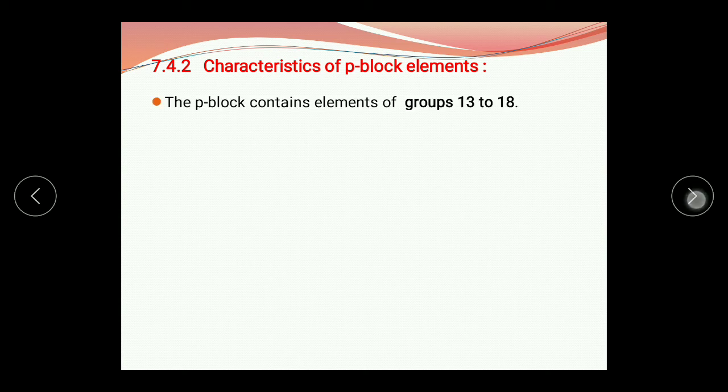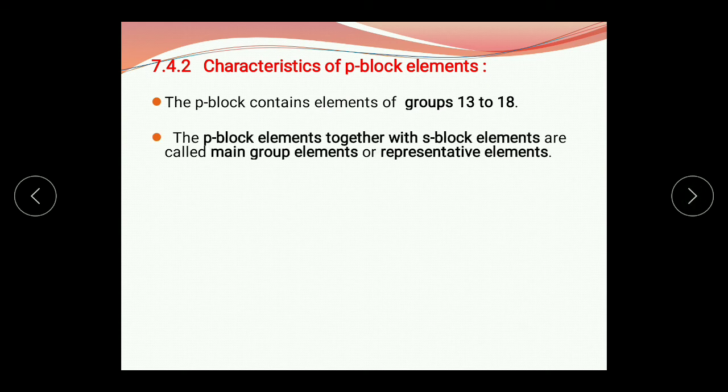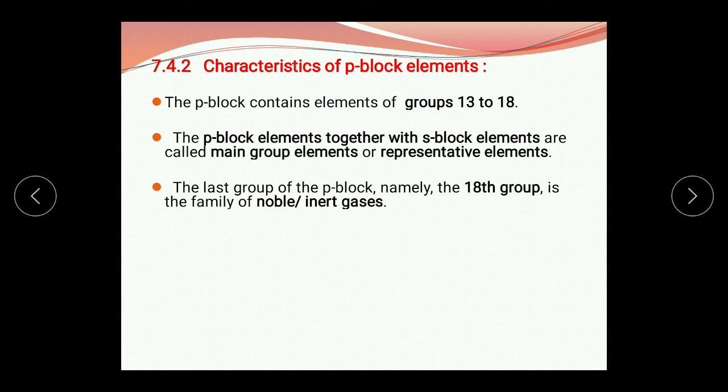Now, the second block, that is P block. This P block has groups from 13 to 18 and it is located at the extreme right of the periodic table. The P block elements along with S block elements together are called main group elements, or they are also called representative elements. It has 6 groups. The last group, that is the 18th group, is called noble gases, or inert gas elements. All these elements are in gaseous state and they are inert.